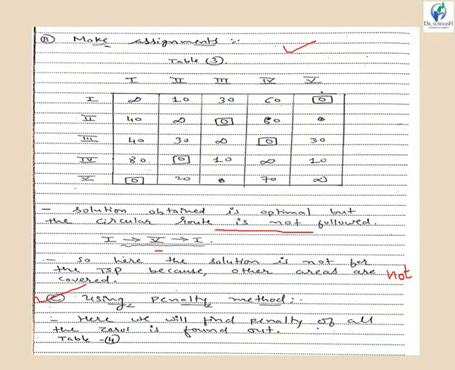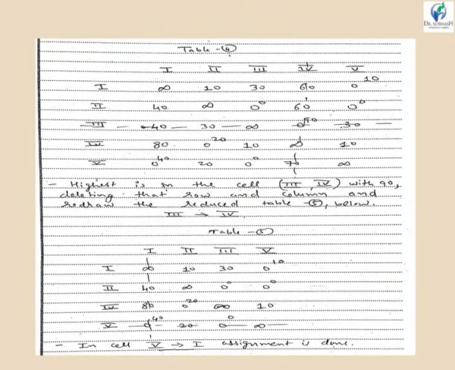So here we will find the penalty of all the zeros, and that is shown in table 4. So this table 3 is rewritten, and we will find out the penalty of all the zeros. So moving towards the next slide of discussion. This is table 4, the same values we had obtained in table 3, written over here, and now we will find out the penalties of all the zeros.